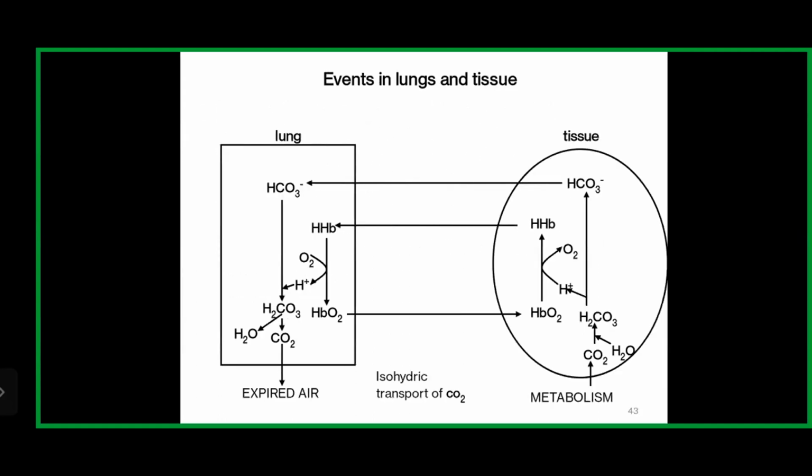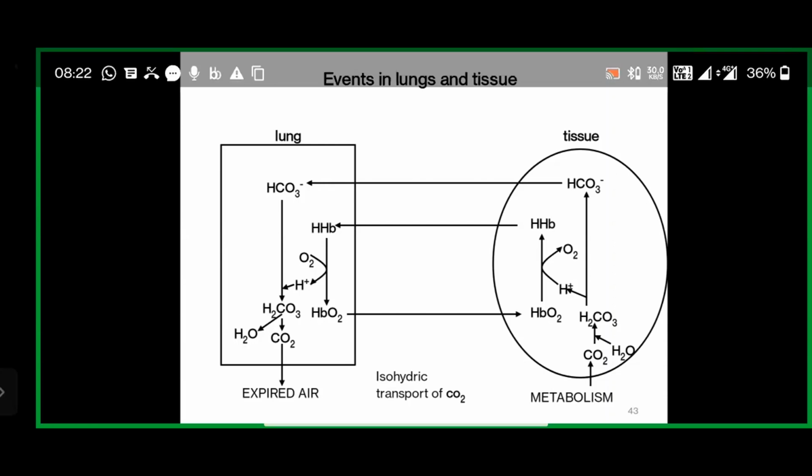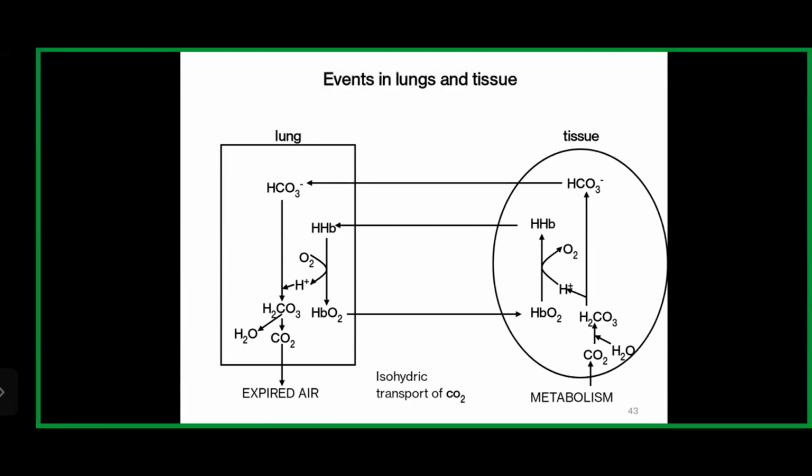Now, here we can see the events happening in lungs and tissues. In tissues, there is deoxygenated hemoglobin, which goes to the lungs for oxygenation. In lungs, there is plenty of oxygen, so this deoxygenated hemoglobin is converted to oxygenated hemoglobin, and H plus is released. This H plus then combines with the HCO3 minus coming from the alkali reserve, and it forms H2O and CO2, and thus this CO2 is expired in the air. Thus the pH is maintained. Similarly, oxygenated blood goes to the tissues, and oxygenated hemoglobin then releases the oxygen and becomes deoxygenated hemoglobin. And here the HCO3 is formed in the tissues.